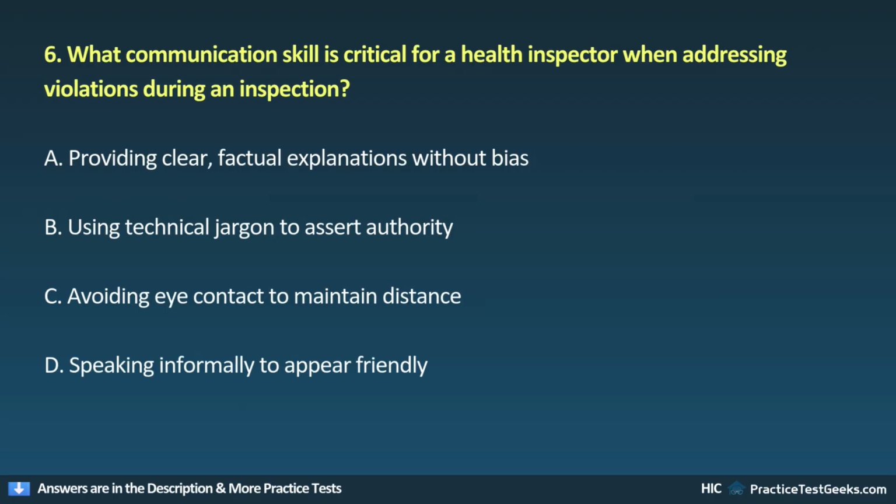6. What communication skill is critical for a health inspector when addressing violations during an inspection? A. Providing clear, factual explanations without bias. B. Using technical jargon to assert authority. C. Avoiding eye contact to maintain distance. D. Speaking informally to appear friendly.